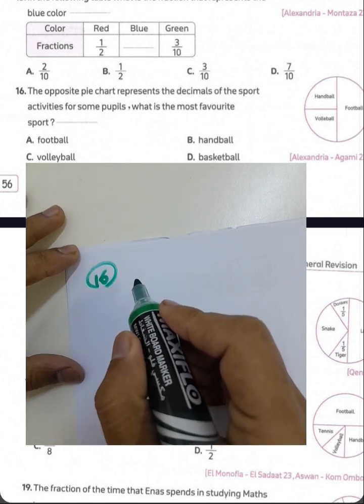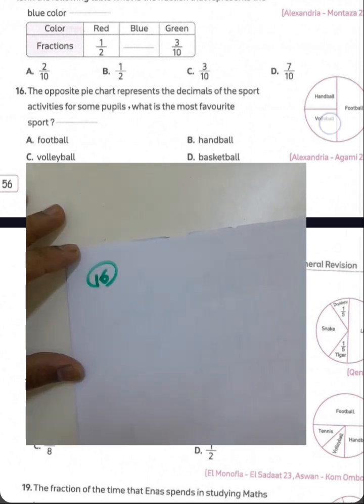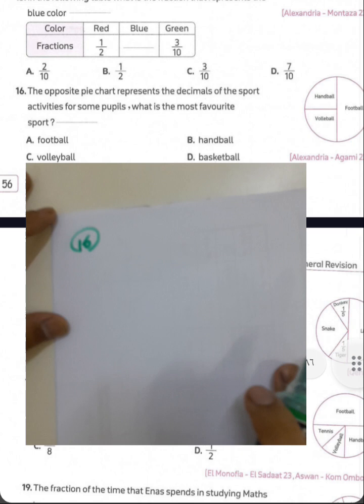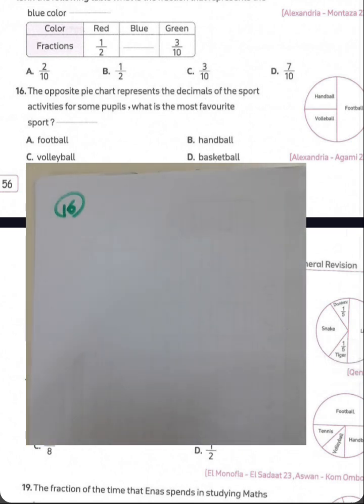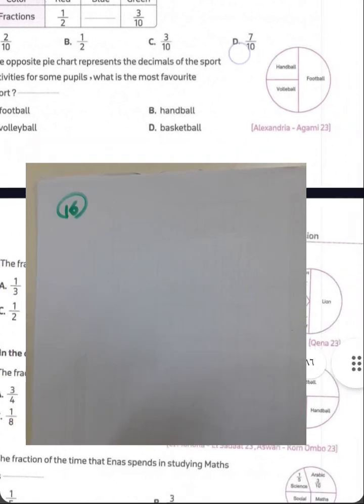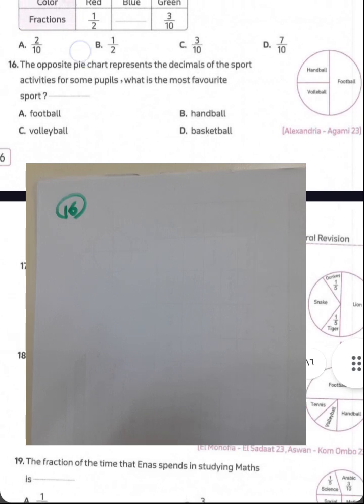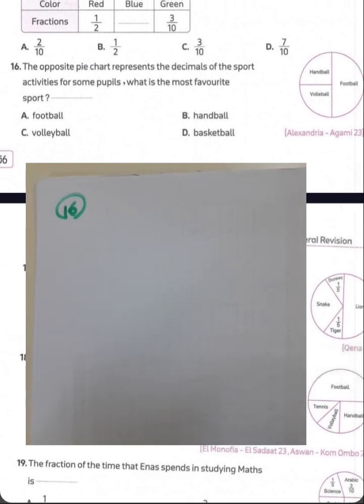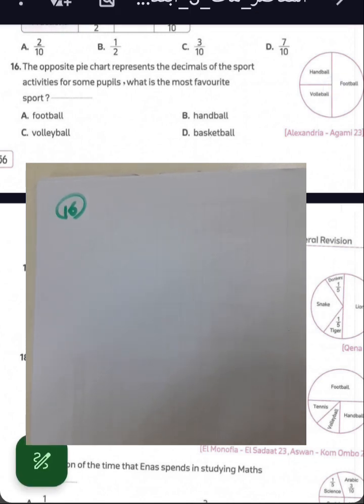The opposite bar graph, bar chart. Okay, we have a bar chart here representing the decimal of the sport activities for some pupils. What is the most favorite sport? The most favorite here is football, because the ratio of football is half. It will be 50% or half or 0.5. Okay, because he colored half of the circle. This sector represents half. This is the football. Choose letter E for question 16.